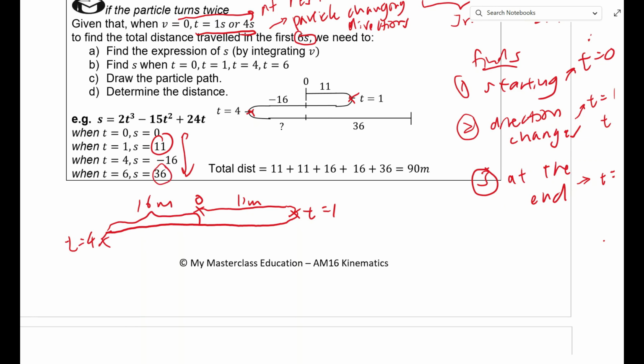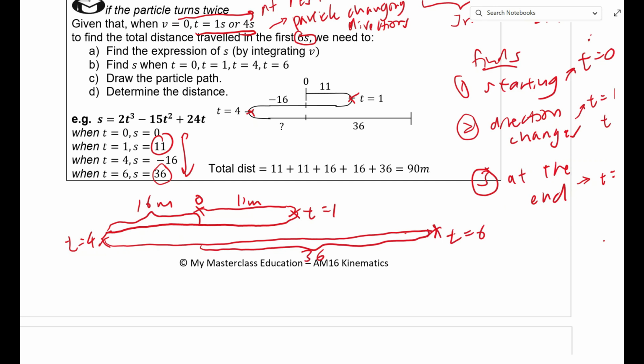So this 36 is also with respect to fixed point O. That means you will travel all the way and end up somewhere here. And your 36 meters is this length, not this entire length. That's wrong. This 36 meters is from fixed point O all the way to where it ends. So this 36, and here is where t equals 6.